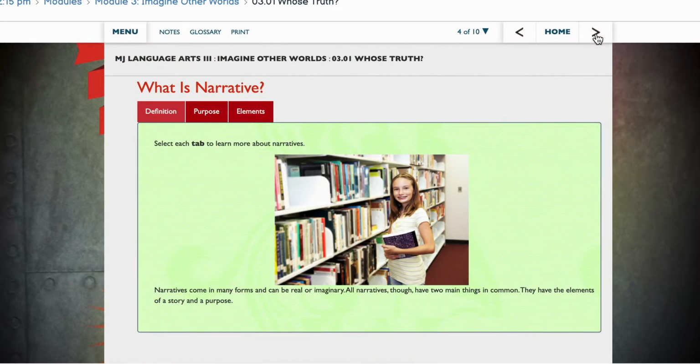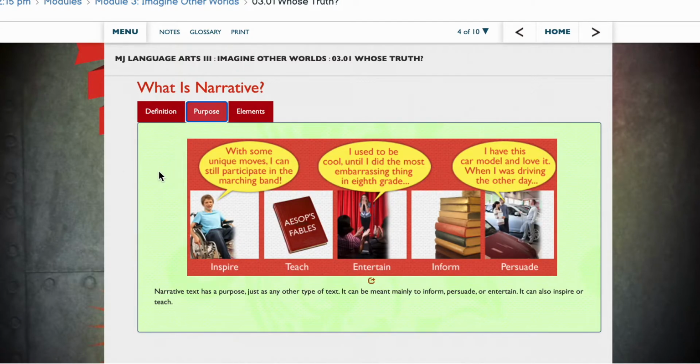What is a narrative? Narratives come in many forms and can be real or imaginary. All narratives, though, have two main things in common. They have the elements of a story and purpose. Purpose. Narrative text has a purpose, just as any other type of text. It can be meant mainly to inform, persuade, or entertain. It can also inspire or teach.